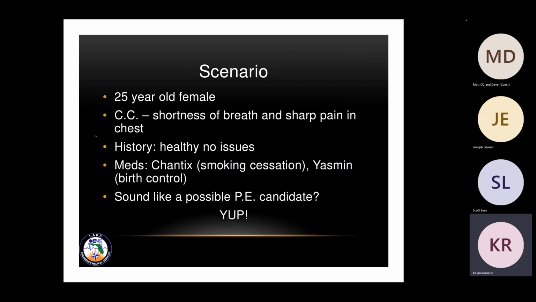All right. So a 25-year-old female, shortness of breath and sharp chest pain. No health history. She's on Chantix and Yasmin birth control. Does it sound like a PE candidate? Everybody should be shaking their head up and down. It's a yes.